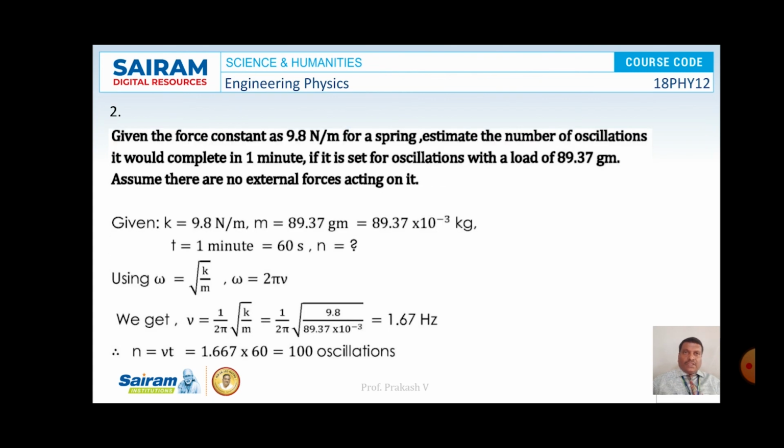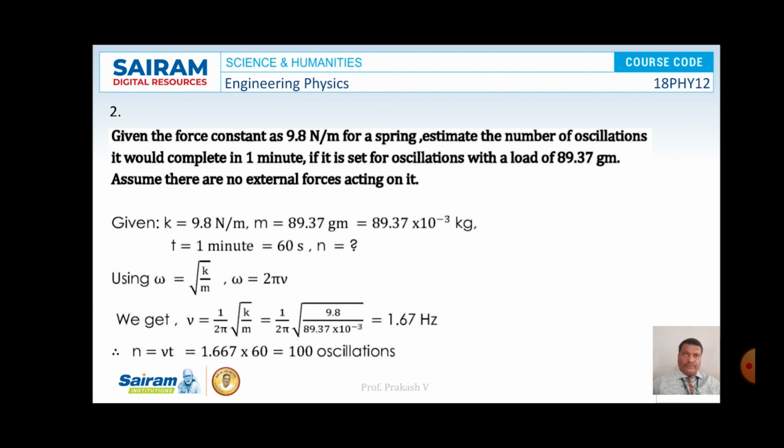Next, given the force constant is 9.8 newton per meter for a spring, estimate the number of oscillations it would complete in 1 minute if it is set for oscillations with a load of 89.37 grams. Assume there are no external forces acting on it. Here given data is K is equal to 9.8 newton per meter and M is equal to 89.37 grams. Convert that into kg, that is 89.37 into 10 to the power of minus 3 kg. And T is 1 minute or 60 seconds.